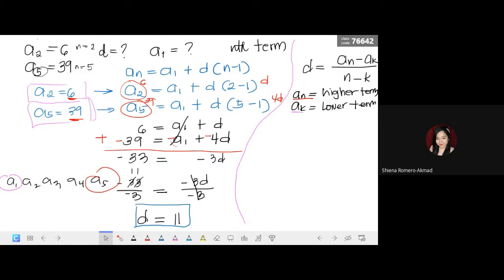Nga pala, nakalimutan nyo mag-type ng name at present ngayon. Nakalimutan nyo mag-type sa in-call messages natin. Yes, Dave?